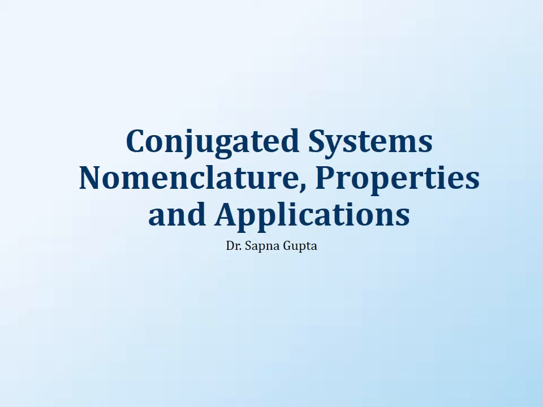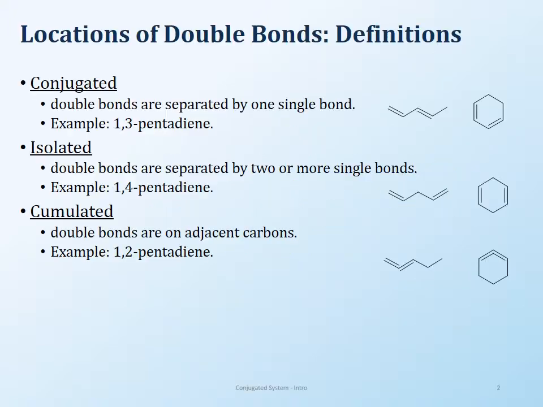In this topic, we'll start talking about conjugated systems, and this little presentation just covers the nomenclature, properties, and applications of conjugated systems. Let's start by looking at the different definitions of conjugated systems, and this really depends on the location of the double bonds, okay? And so not everything is called a conjugated system.